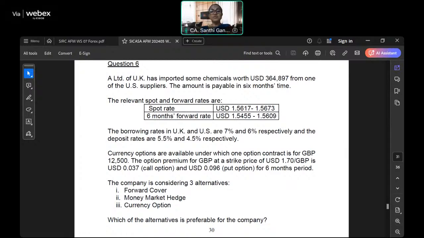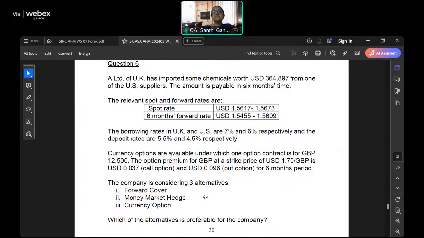First of all, from whose point of view are we doing? UK point of view. Is it a payable or a receivable? It is a payable. Is it a direct quote or an indirect quote? It is an indirect quote. What do we know about indirect quote? We know that bid rate is always cheaper than ask rate. In a direct quote, bid rate will be less than ask rate. In an indirect quote, bid rate will be more than ask rate.